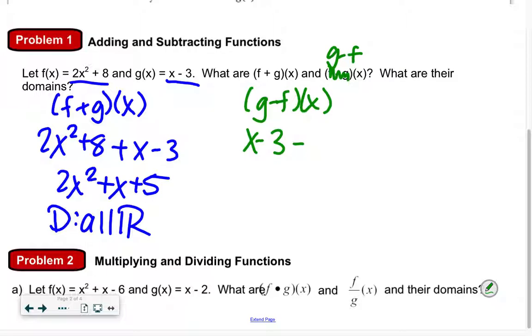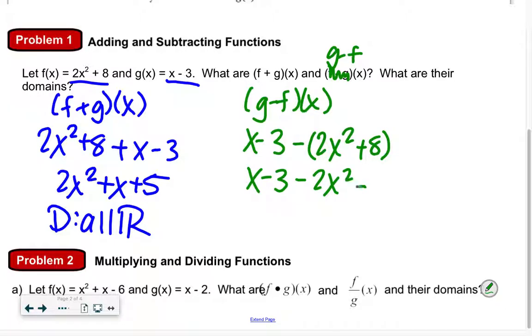Then we're going to subtract. We're subtracting a whole function, so it would be my suggestion that we put parentheses. Okay? I'm going to put parentheses around the whole f function. So that's what I'm subtracting out. My f function is 2x squared plus 8. The reason I put parentheses is because I don't want you to just subtract the 2x squared, what else do I want you to subtract? The 8. So if we simplify this, we have x minus 3 minus 2x squared minus 8.